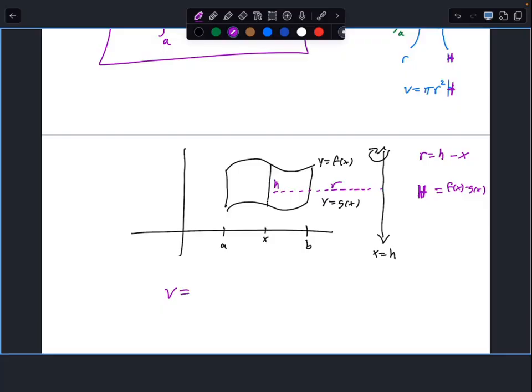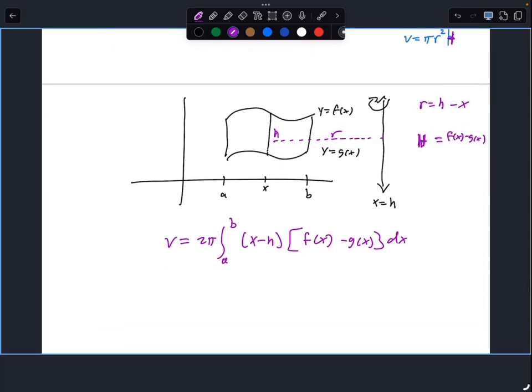So when I'm doing volume here, I would do that 2 pi integral a to b, and it would be x minus h times f of x minus g of x dx, like that. So the h, the y, represents the height of that, as we normally, which is like the chord. It is the chord. And the radius is the distance from that axis of revolution, which is how wide each shell is actually going to be. Okay?